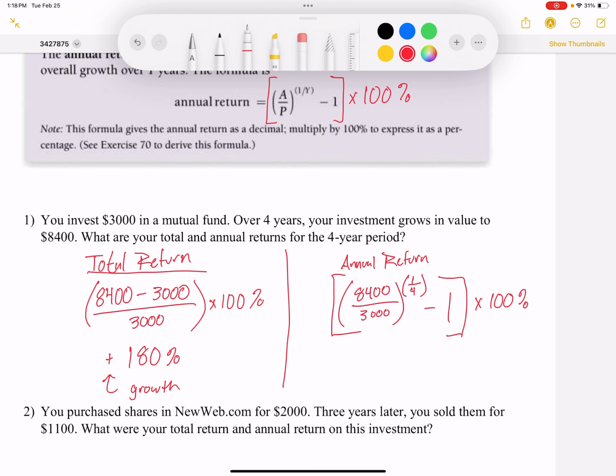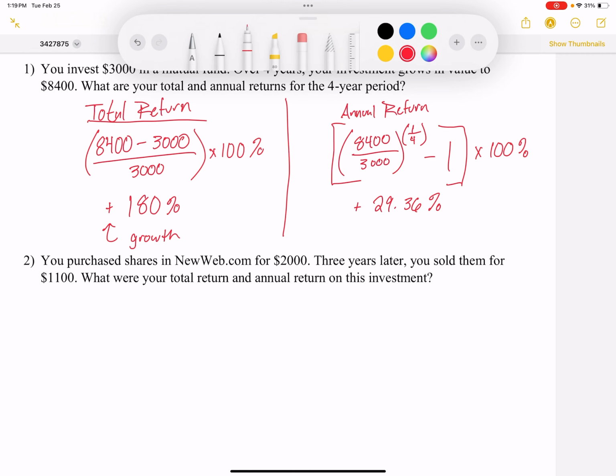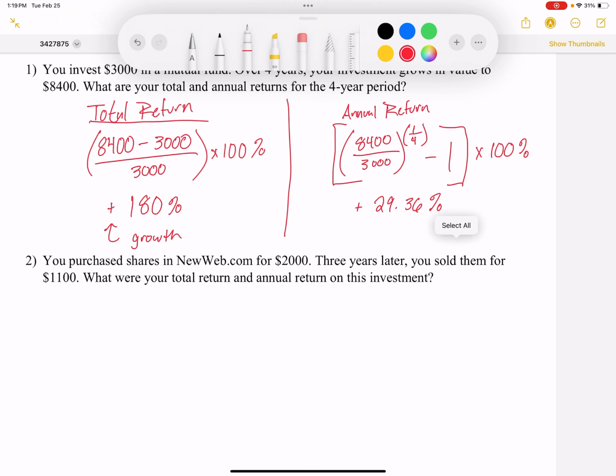So this means I have 29.36%. That's growth. And we're talking about per year. So overall, this gives the same overall growth over 4 years. So this is 26%, or I'm sorry, 29.36% growth per year.